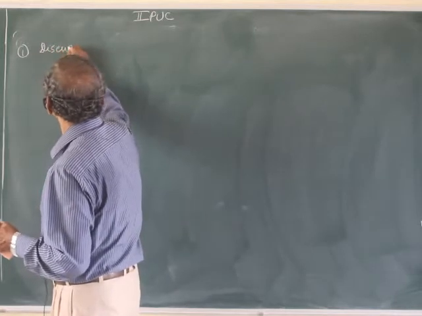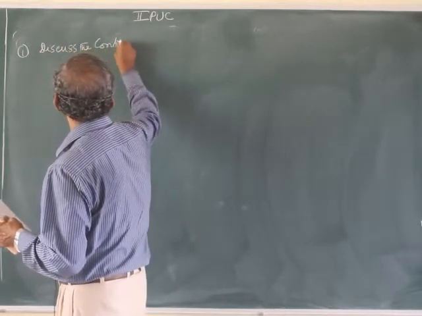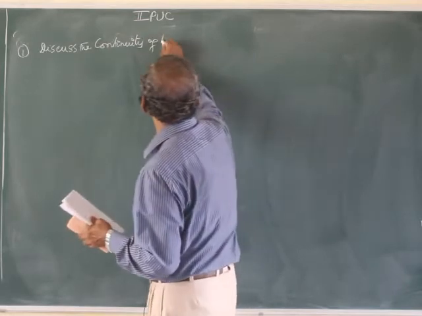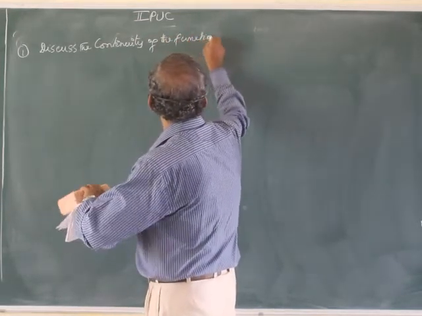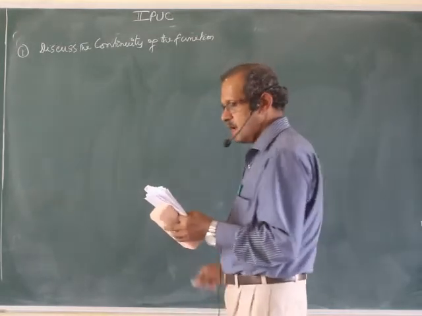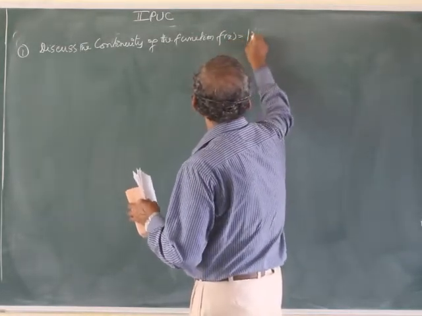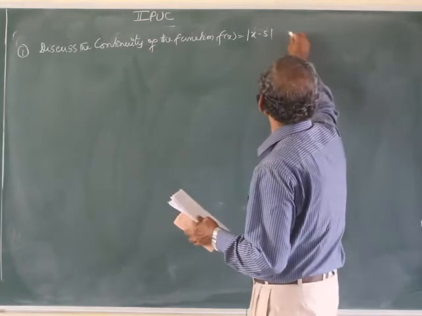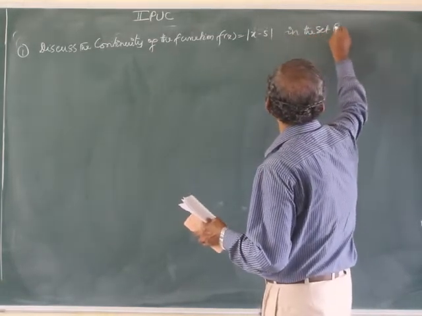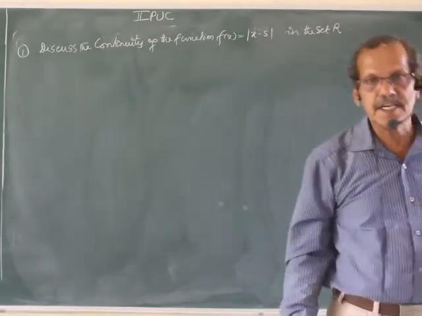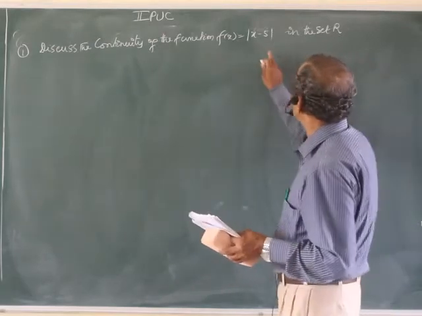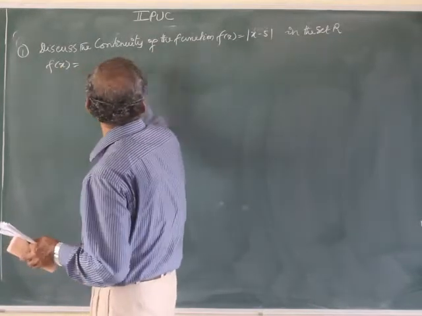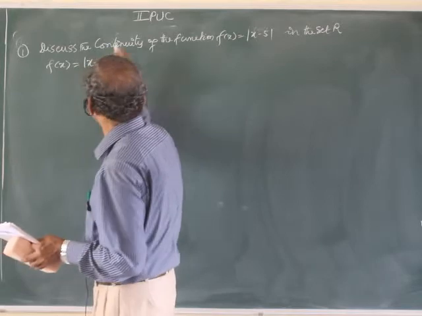Discuss the continuity of the function f of x equal to mod x minus 5 in the set R. Actually, f of x means only the modulus, mod x minus 5.